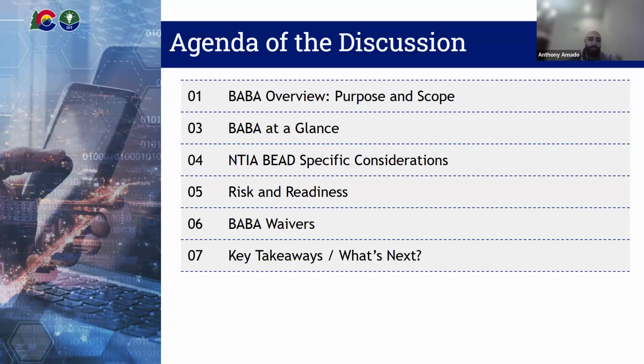Thank you. And so just taking a look at this agenda, just to walk you through it really quickly, we're going to start off with an overview of BABA and some of the justifications behind it, as well as its scope, before we go into what you're probably interested in, which is the compliance overview and the types of requirements for the iron and steel, manufactured products, and construction materials. Then I'm going to hand it off to my colleague Anthony to talk through some of the NTIA BEAD flavoring, things to consider from a risk and readiness perspective, and then waivers before we wrap it up with key takeaways. So we can go on to our next slide here.